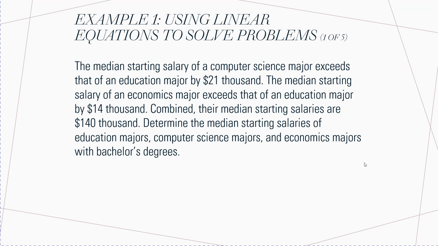All right, so here's the first one. The mean starting salary of a computer science major exceeds that of an education major by $21,000. So notice here that the comp sci salary is defined by the education major. It's saying it exceeds, so that's more, or you can think about it as an addition, by 21,000. Then it goes on to say the median starting salary of an economics major exceeds, so again there's that exceeds, that of the education major by 14,000.